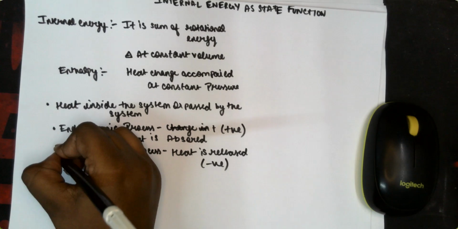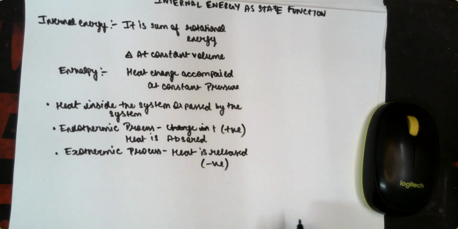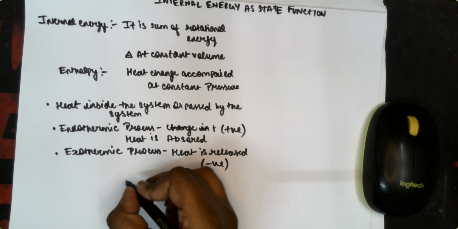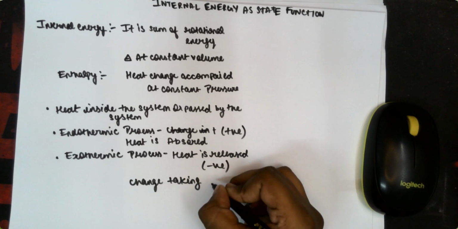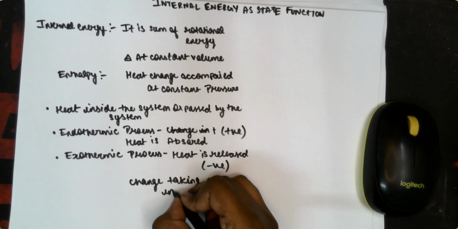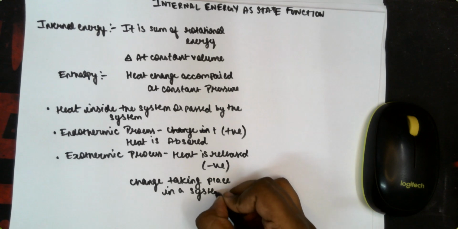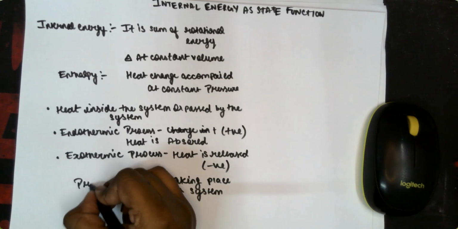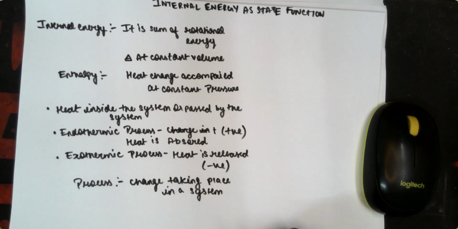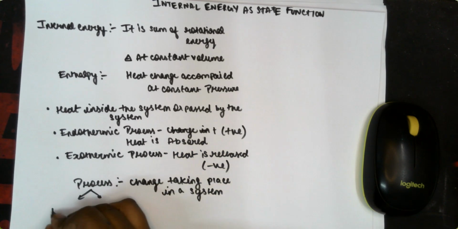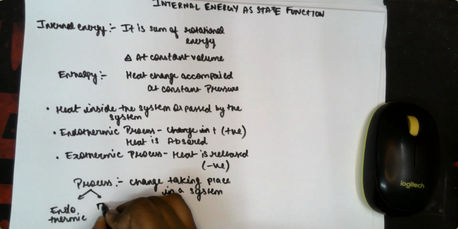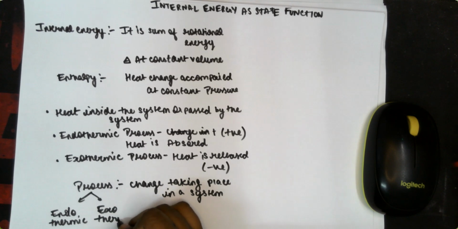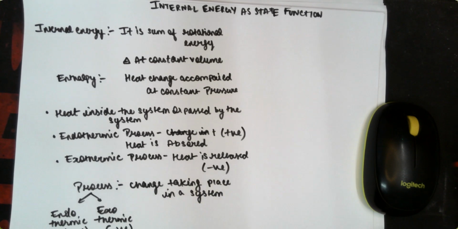And you may be interested to know the process. What do you mean by process? It is the change taking place in the system. So whenever any change is taking place in a system, either it can absorb the energy or release the energy. Are you able to follow? So based on that, we classify the process into endothermic process and exothermic process. So endothermic means heat is absorbed. Exothermic means heat is evolved. So an endothermic process is represented positively, is it not? Exothermic means it is a loss. So negative.